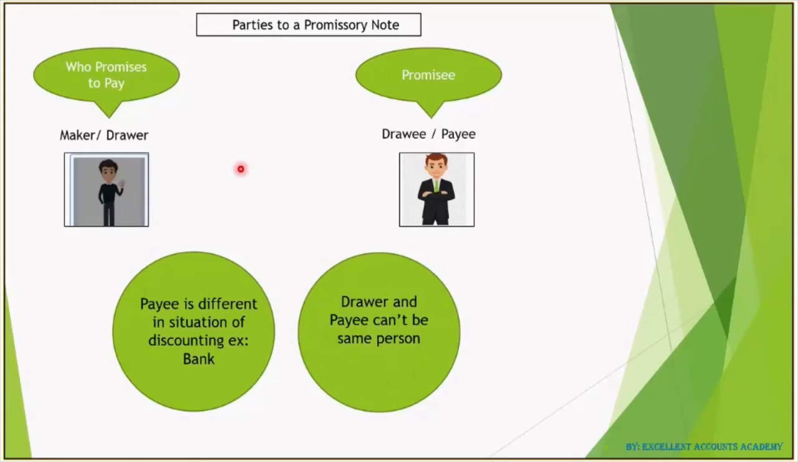The drawer and payee cannot be the same person, because the drawer is the person who is promising the payment, and the drawee or payee is the person who is receiving the payment. But in the earlier bills of exchange, the drawer and the payee can be the same person, because the drawer is drawing the bill on the other person to pay a certain sum of money on a certain given date. So basically, earlier it was an order, now it is a promise.